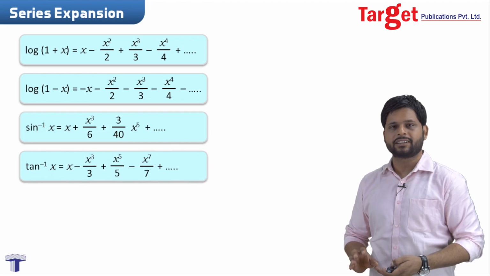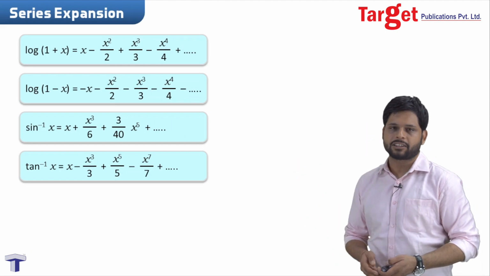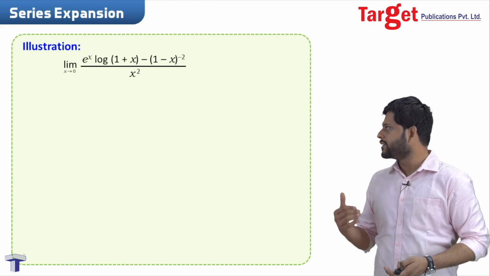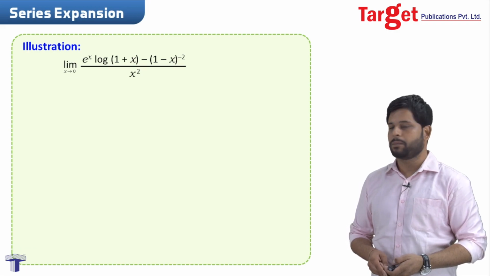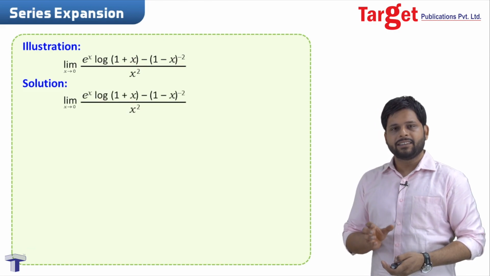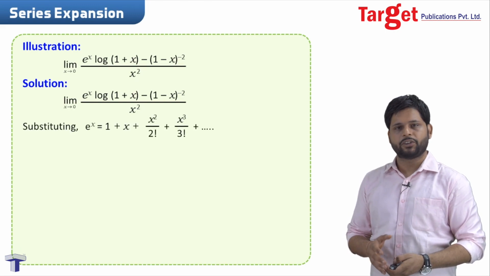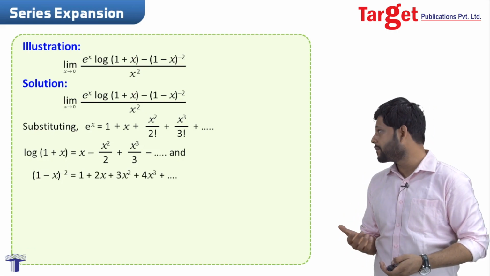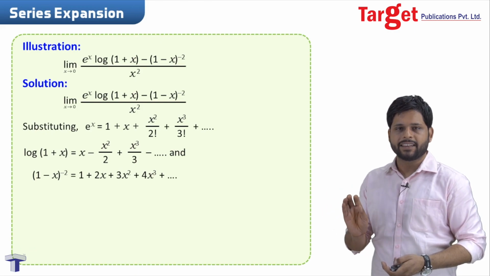Whenever we get a question related to series expansion, it gets very easy by substituting all these series expansions there. Suppose I have taken a question here: the limit of e power x log of 1 plus x minus 1 minus x to the power minus 2, upon x square. I am taking the series expansions and directly applying them over here, substituting e power x, log of 1 plus x, and 1 minus x to the power minus 2.